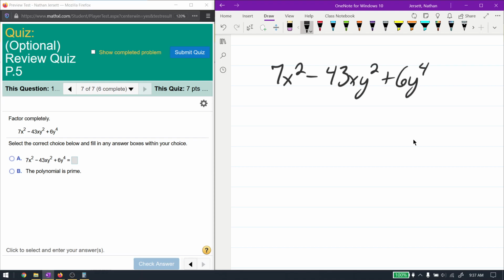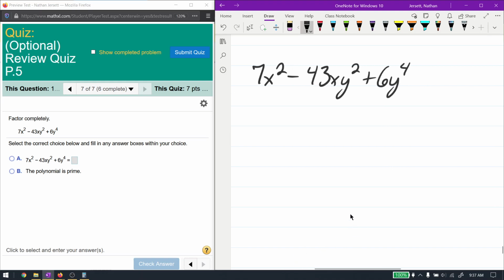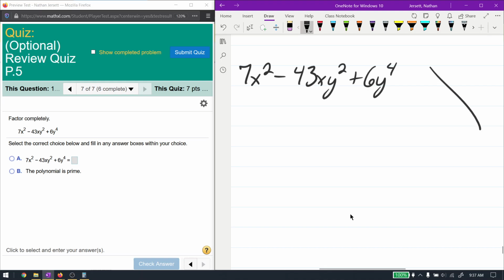Okay, this one's a little weird because we have variables in each slot, but we can still use our methods to solve this. First off, is there anything I can take out of each one of these terms? And there's not. 43, I'm pretty sure, is a prime number, so there's nothing I can take out of all of them. So I go straight to the AC method. A is 7 here. B is negative 43. And C is 6. So A times C is 42. And B is negative 43.